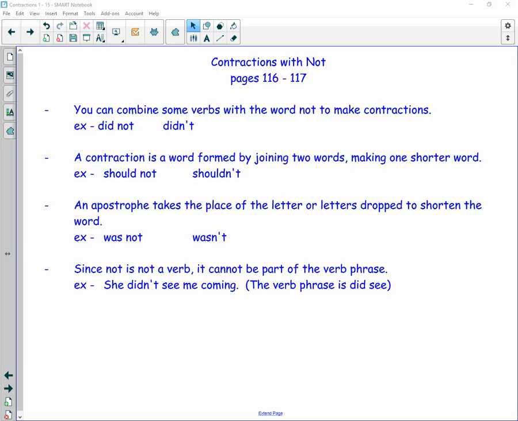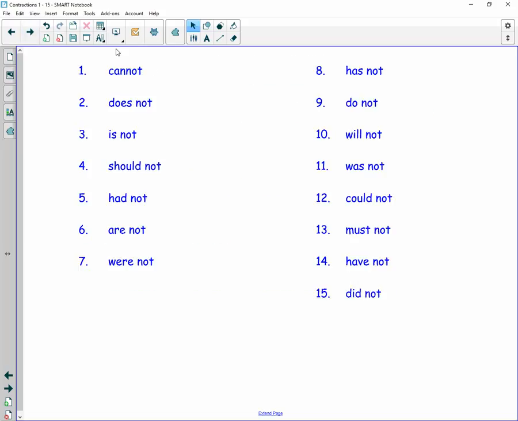So in "She didn't see me coming," the verb phrase is did see. You would not underline the n apostrophe t. So let's just make these into contractions.